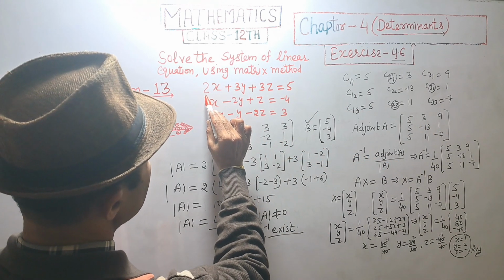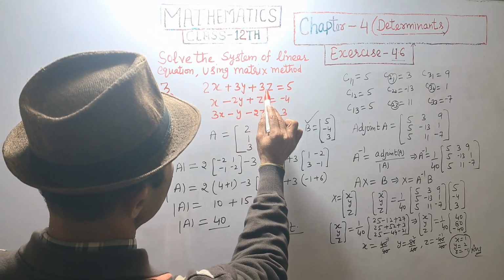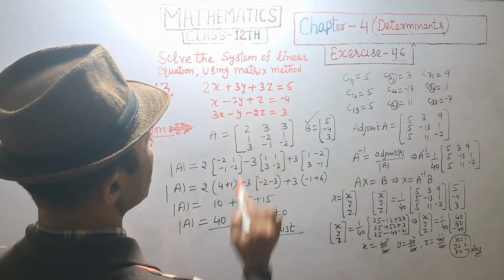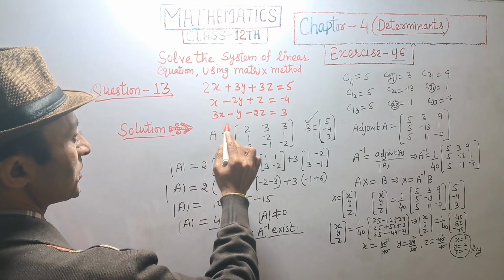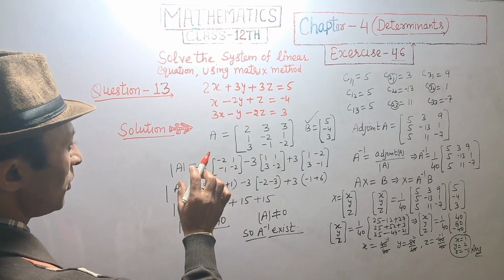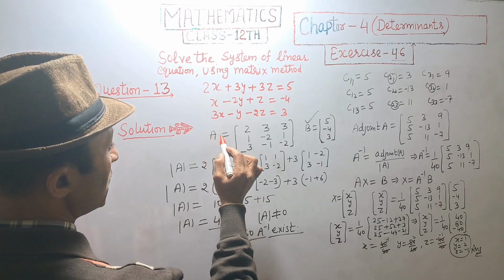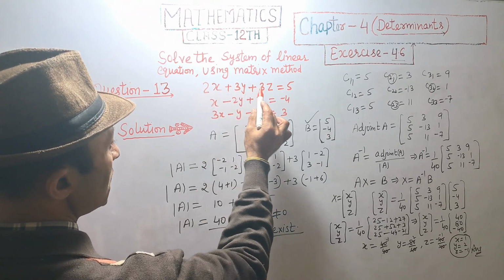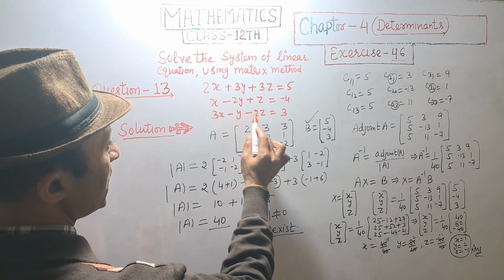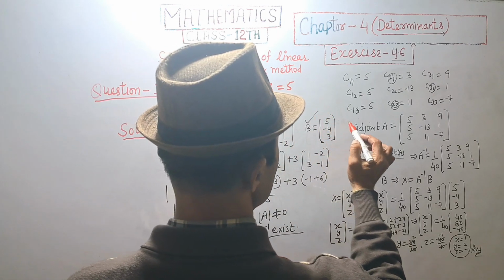We have given three equations: 2x plus 3y plus 3z equal to 5, x minus 2y plus z equal to minus 4, 3x minus y minus 2z equal to 3, and we are solving this by matrix method. So A is equal to [2, 3, 3; 1, -2, 1; 3, -1, -2], and B is [5, -4, 3].